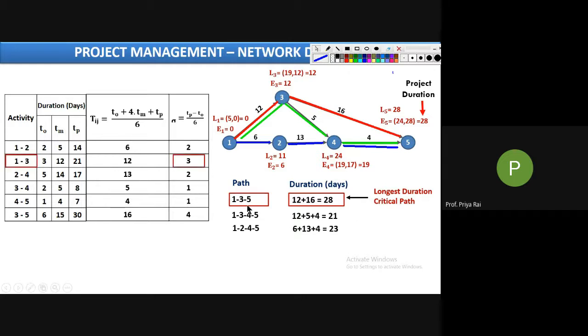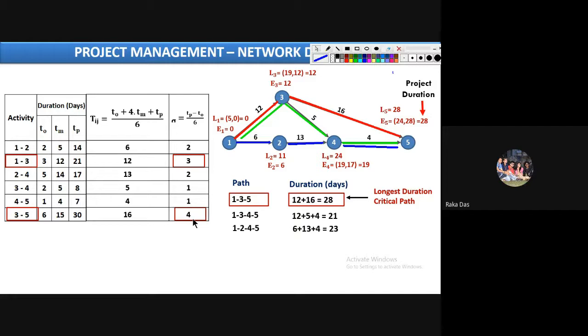Now see, within this path there are two activities, 1 to 3 and 3 to 5. Earlier, this was the standard deviation of all activities in the network. If they ask you for the standard deviation of the critical path, find the standard deviation of the critical activities in that path. Since 1 to 3 and 3 to 5 are our critical activities, the standard deviation of 1 to 3 is 3, and of 3 to 5 it is 4.